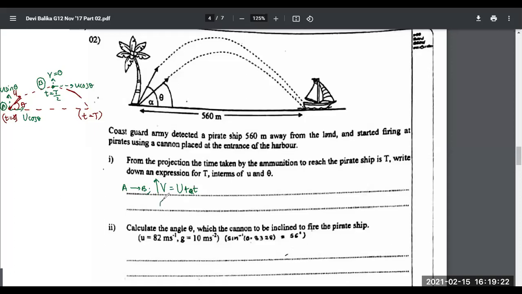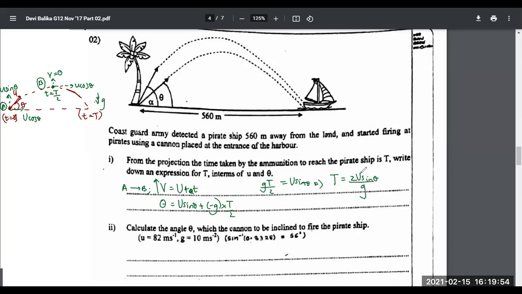For final velocity, you have to put 0. For initial velocity, you have to put u sine theta. For acceleration, you have to put minus g, because this happens due to gravity, which is acting downwards, but I'm applying the equation in the upward direction, and time is capital T by 2. So you will end up with gT by 2 equal to u sine theta, and the final answer is going to be T equals 2u sine theta over g.